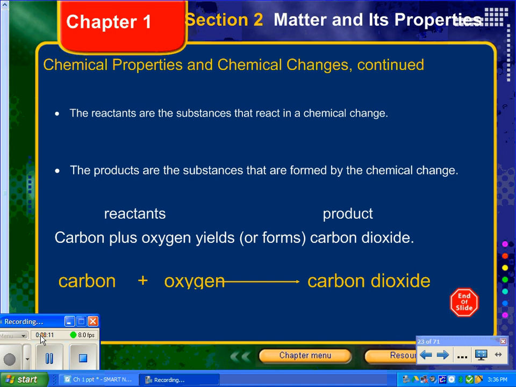We show a chemical change by writing a reaction. So in a reaction, we have reactants. These are what we start out with, the beginning items of our chemical change. And then we have our products, and these are the things that are being formed. This is what we end up with. We separate the reactants and the products with an arrow that is also called a yield sign.